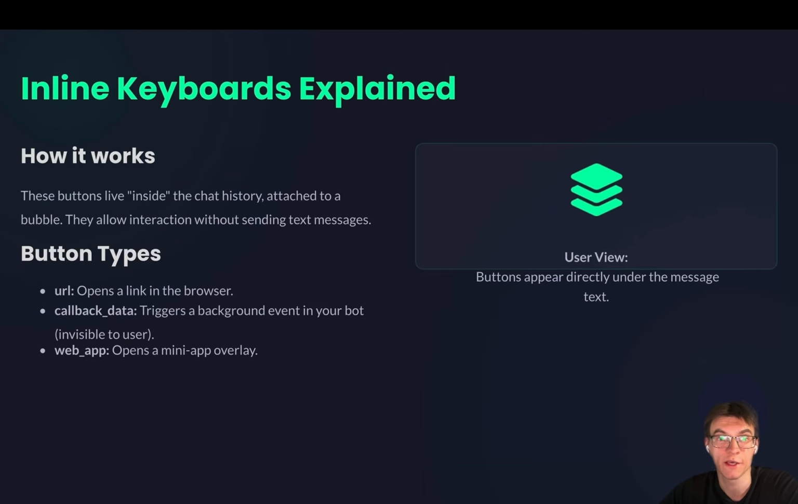Now let's talk about inline keyboards. Inline keyboards live inside the chat history. They are attached to specific messages, and they allow the user to interact with your bot without sending any visible text messages. When the user clicks an inline button, a few different things can actually happen. First of all, a web application can be opened. Second, the user can be redirected to a URL opened in their browser or the embedded Telegram browser, or the bot can receive a callback request with specific hidden data. This hidden part is called callback data. Callback data is a small string that you attach to each inline button.